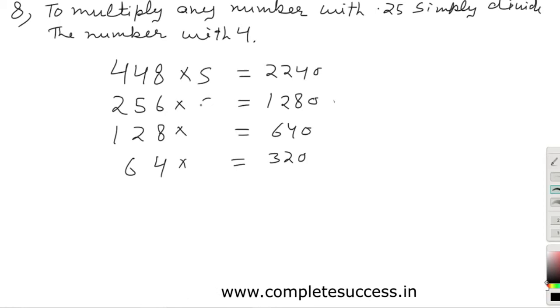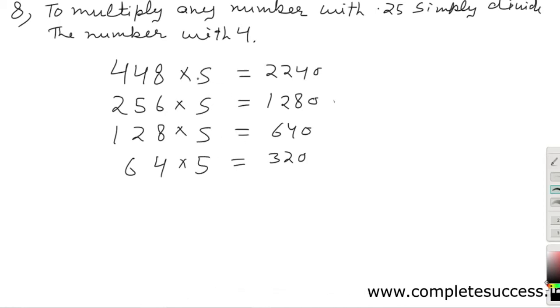If we have to multiply this number with 5, now we do half of the number but add a single zero, or first add a single zero, means multiply it with 10, then divide it with 2.